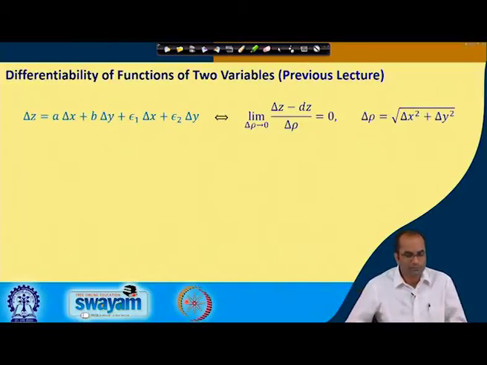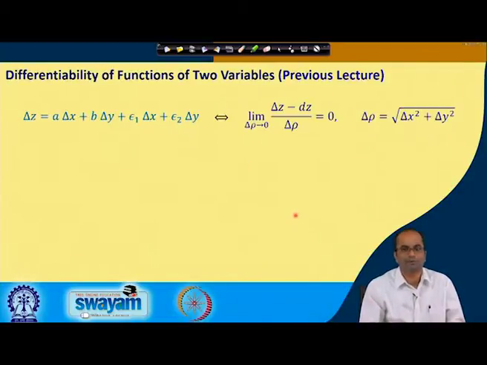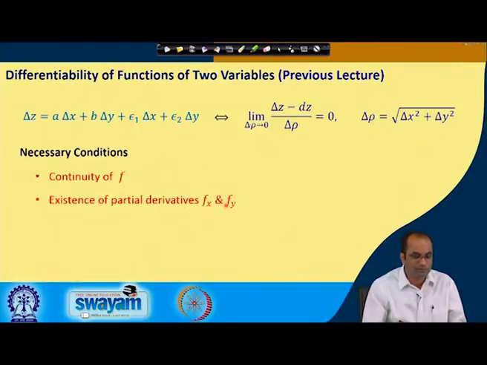What we observed in the previous lecture is the equivalent definition of differentiability. Instead of expressing delta z in terms of a delta x, b delta y and epsilon 1 delta x plus epsilon 2 delta y, we can also find this limit, and if this limit is equal to 0, then the function is differentiable. And we have observed that this limit definition was quite useful for proving the differentiability of various functions.